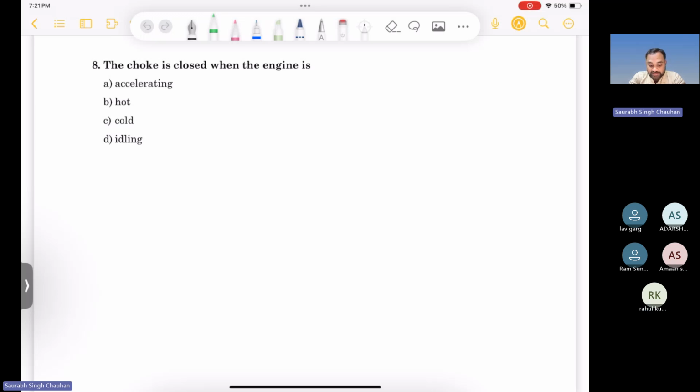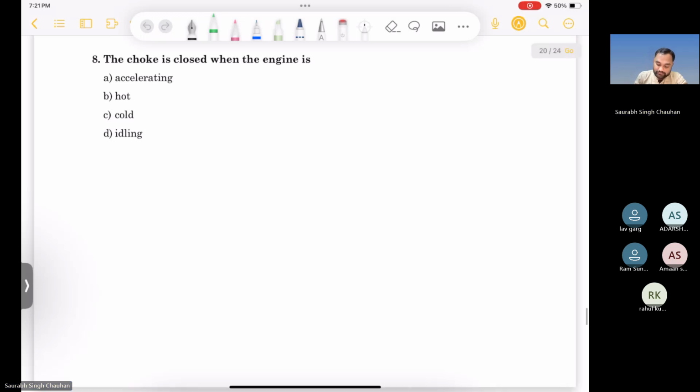So what is this choke actually doing? So you have an idea, or should I explain the working? Because the correct answer you already told. Okay, so the purpose of choke is to provide more fuel.